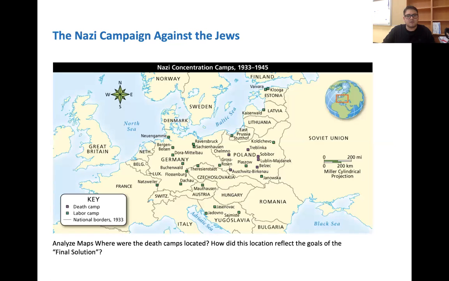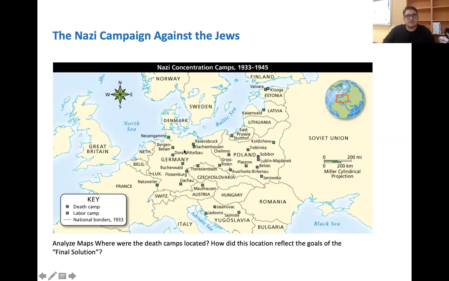And ultimately, this is going to be the absolute size and the scope of Nazi concentration camps, right? This is going to be the height. This is going to be all of them, right? So of course, a lot of the labor camps, as you can see, they're green. A lot of them are going to be in Germany, right?